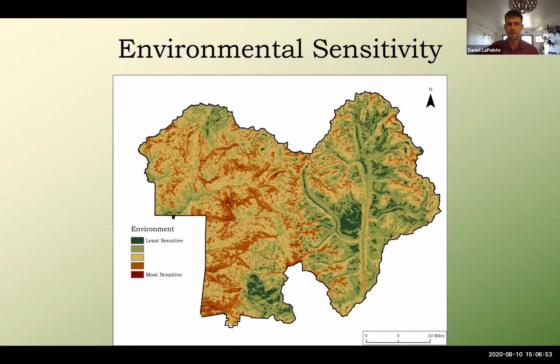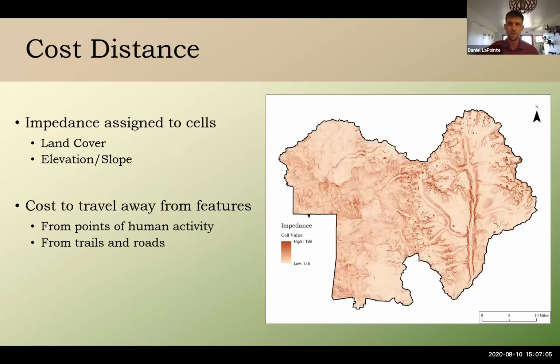But for this project, I not only wanted to see how sensitive the environment would be to a potential human activity, I also wanted to look at how much human activity was there and how that would affect the park. So I used the cost distance tool in ArcGIS to model the likelihood of human presence. The first step to that is to generate an impedance map. The impedance map is a combination of both land cover and topography of the area.